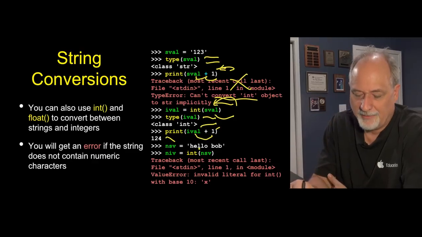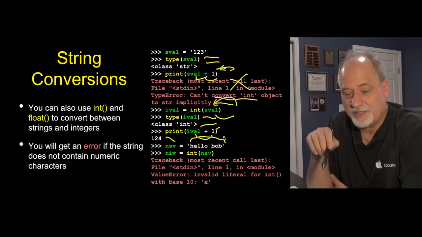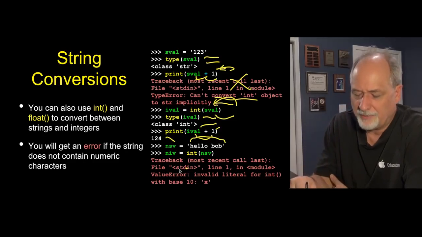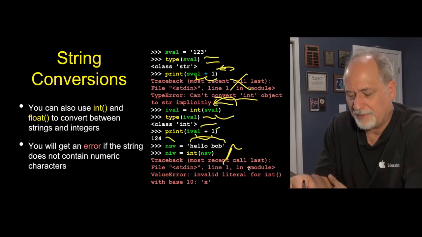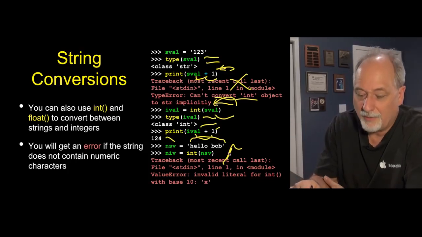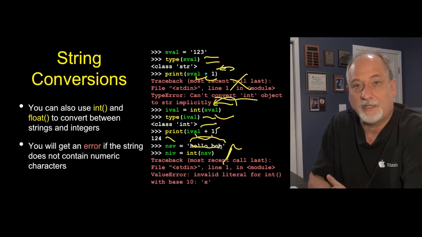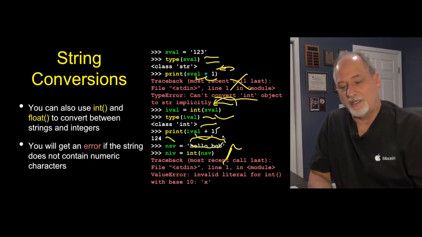Now, int is not magic. If you send something into it, a string that doesn't consist of digits, then you're going to end up with another error. Invalid literal for integer with base 10, and so on. So it's really complaining. It says, I want these to be numbers here, and you just gave me letters, so that's going to cause this to fail.